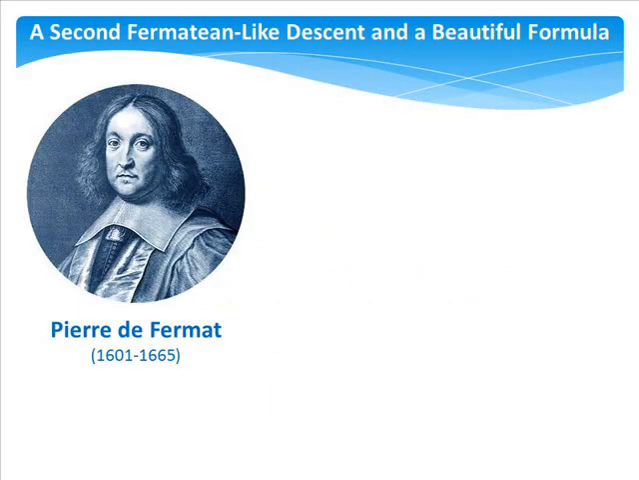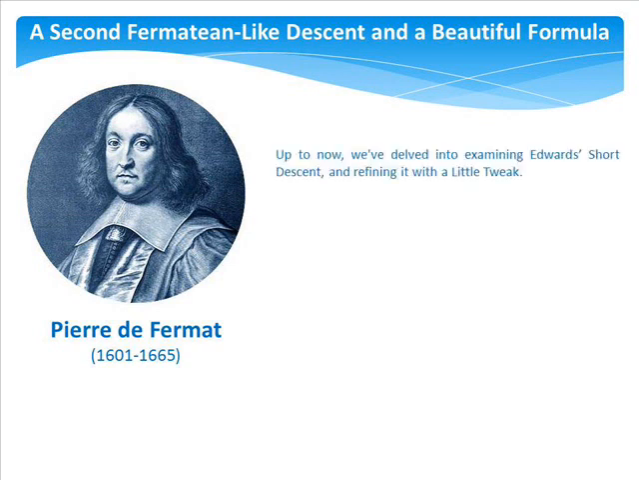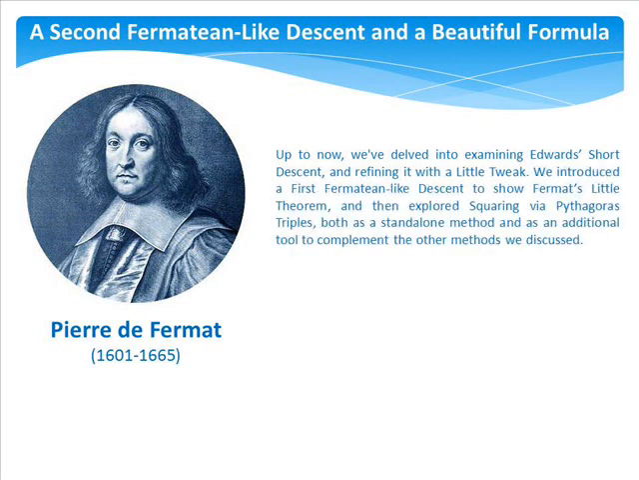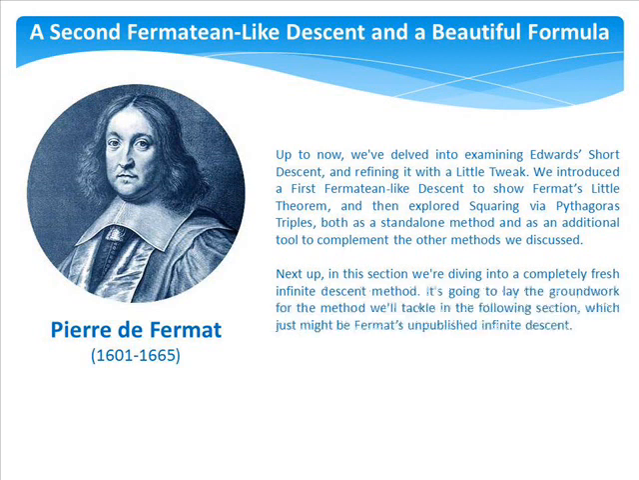Up to now, we've delved into examining Edwards' short descent and refining it with a little tweak. We introduced a first Fermatean-like descent to show Fermat's little theorem, and then explored squaring through Pythagorean triples, both as a standalone method and then as an additional tool to complement the other methods we discussed. Next up, in this section, we're diving into a completely fresh infinite descent method. It's going to lay the groundwork for the method we'll tackle in the following section, which just might be Fermat's unpublished infinite descent.